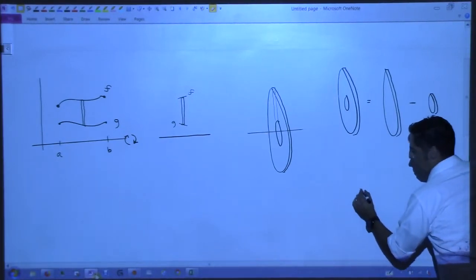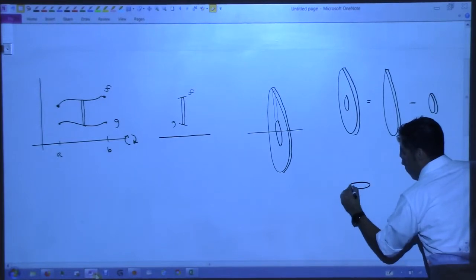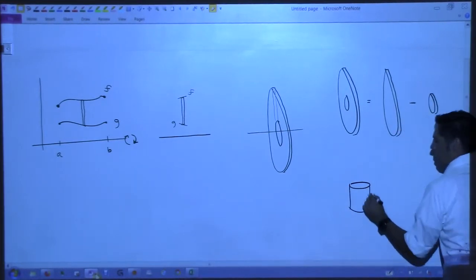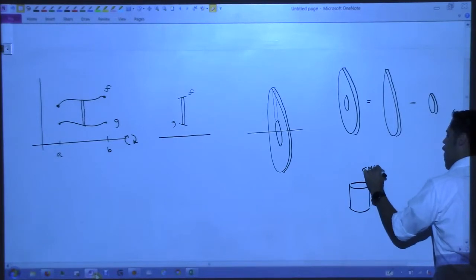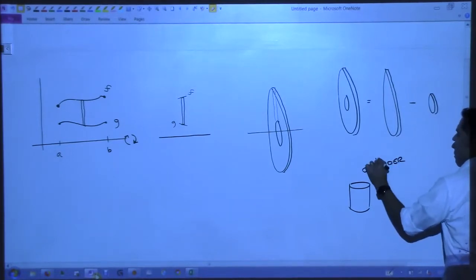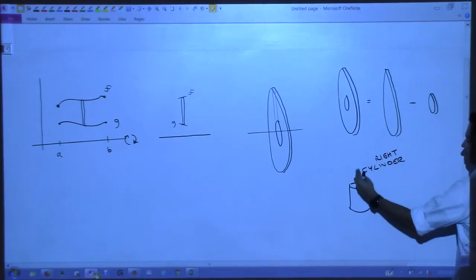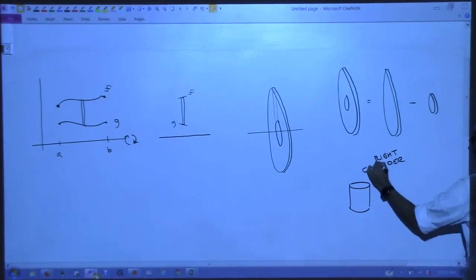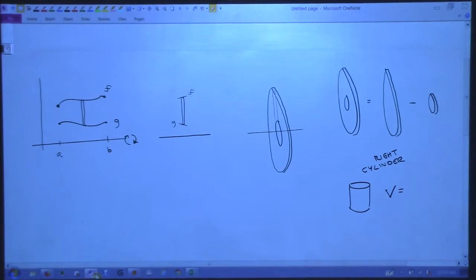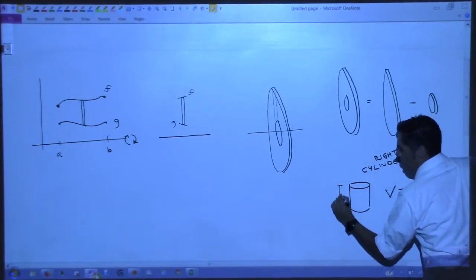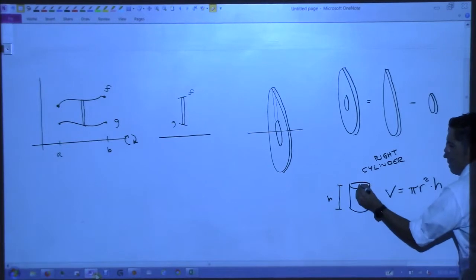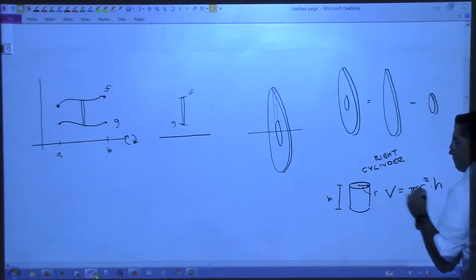Okay. One more thing I need to remind you of. Back in pre-cal, or some class way before this one, if you have a right cylinder, which means a right-angled cylinder, what's the volume of a right cylinder? So this is a formula: pi r squared times the height. That's the volume of a right cylinder. So we need to label some things here. The height of the cylinder is h, and the radius of the cylinder is r.